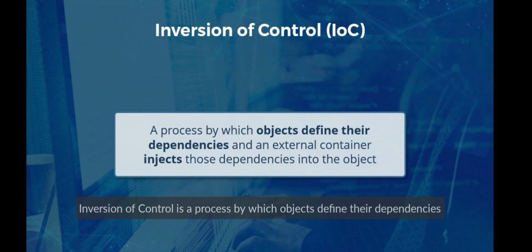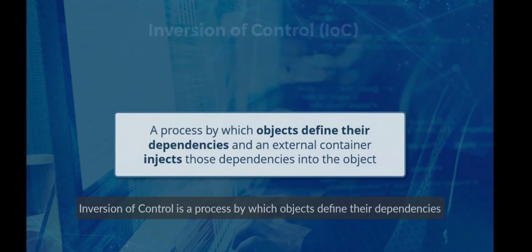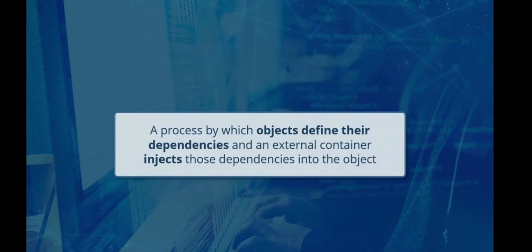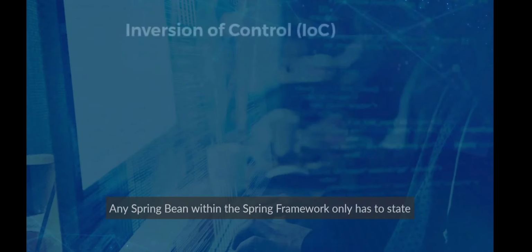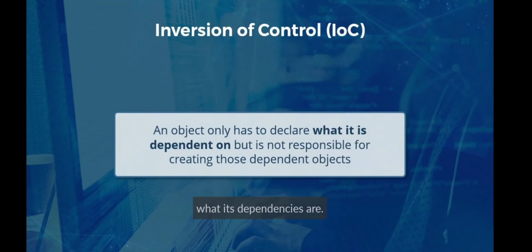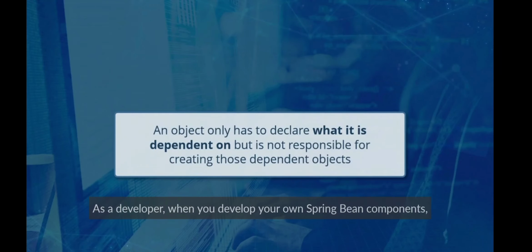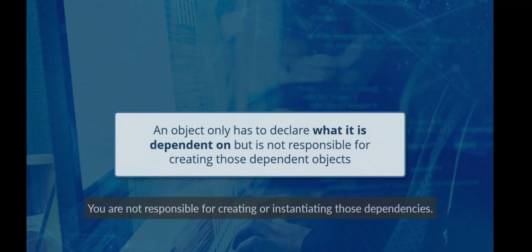Spring Beans form a core feature of the dependency management system available in Spring, the inversion of control. Inversion of control is a process by which objects define their dependencies and an external container injects those dependencies into the object. Any Spring Bean within the Spring framework only has to state what its dependencies are. It's not responsible for creating instances of those objects. An external container will take care of this. As a developer, when you develop your own Spring Bean components, you only have to declare what your component is dependent on. You are not responsible for creating or instantiating those dependencies.